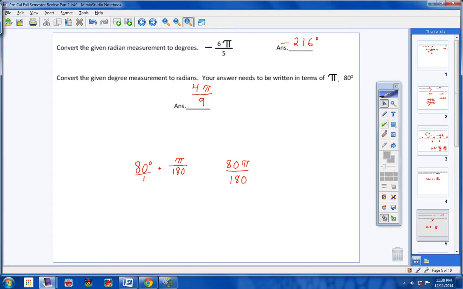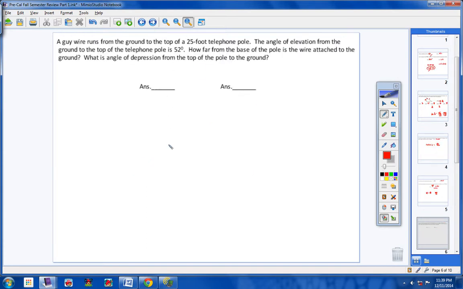Now students, what if I would have asked you to write your answer in decimal form? That's so easy, guys. Simply take 4 times pi, enter, divided by 9, enter, and you'll get 1.396. So both of these answers are in what? Radians. One is written as a decimal, and one is written in terms of pi. Either way is the same answer. Just do whatever the instructions tell you to do. Okay, moving on to the next problem.